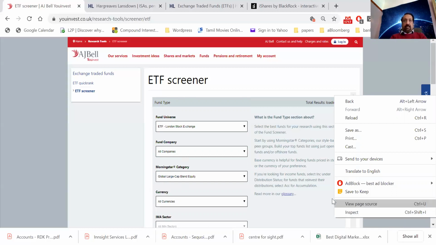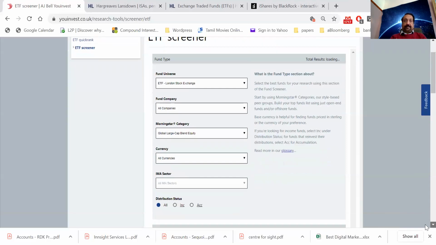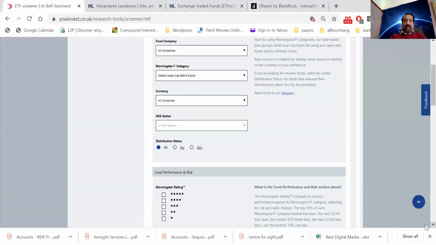Okay, so global large cap, and then it's all currencies, or you can choose if you want just GB pounds, you want to invest in euros, US dollars, Japanese yen, Swiss franc, any of these things. You can restrict whichever currency, or you just say all currencies. Leave it like that.